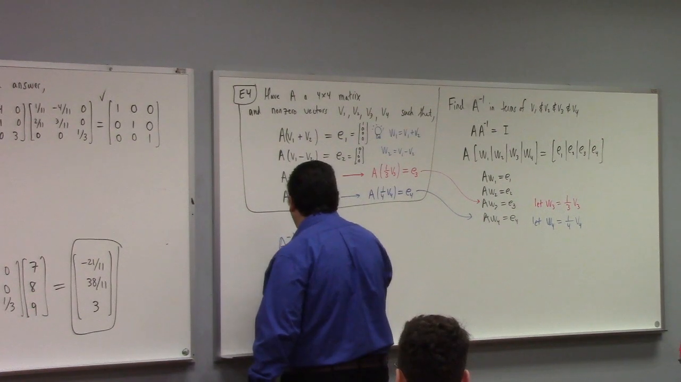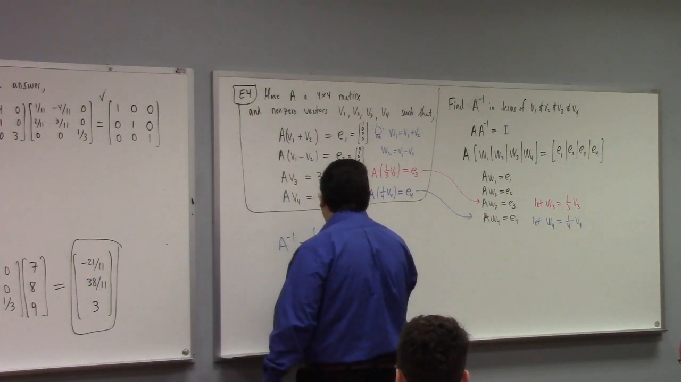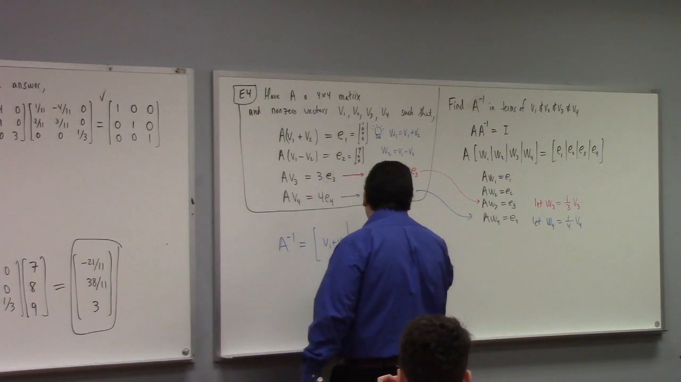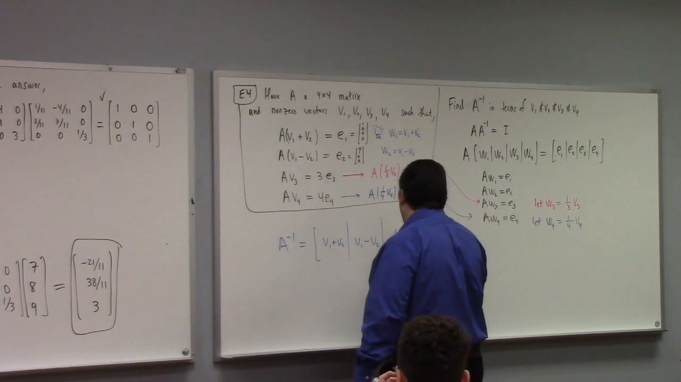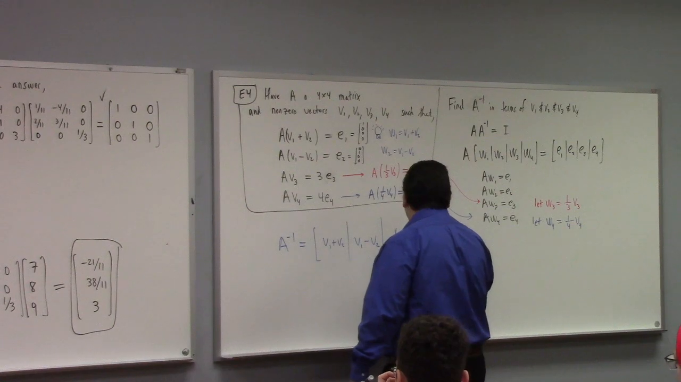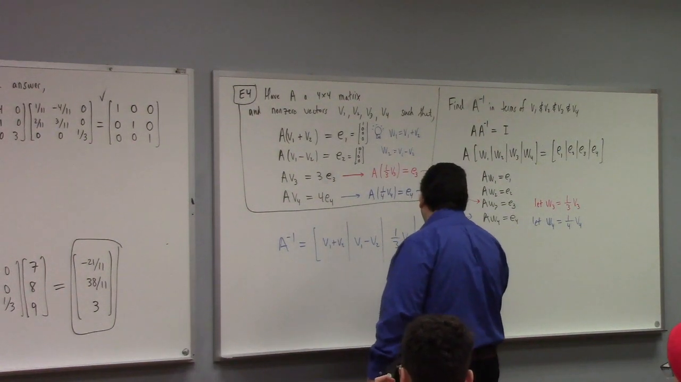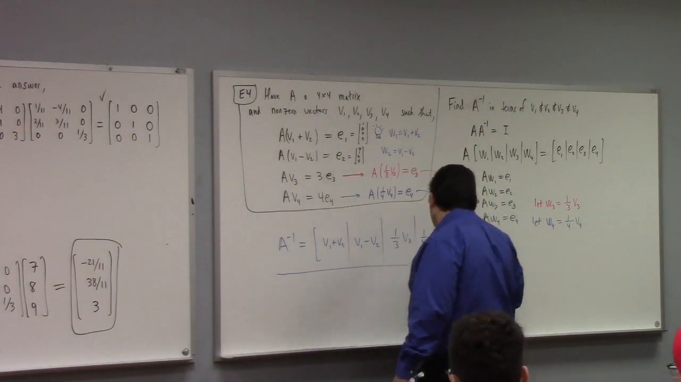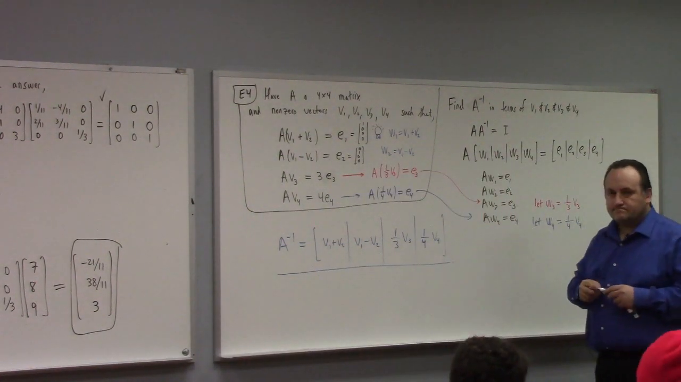My inverse matrix in this case would be V1 plus V2 for my first column, V1 minus V2 for my second column, 1/3 V3 for my third column, and 1/4 V4 for my fourth column. And there you go. That would be the inverse in this case.